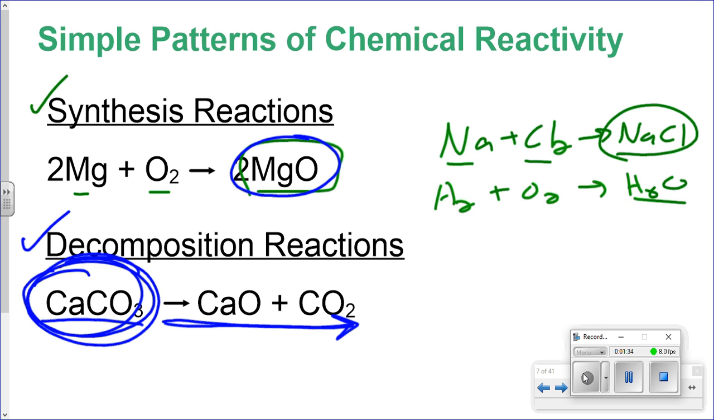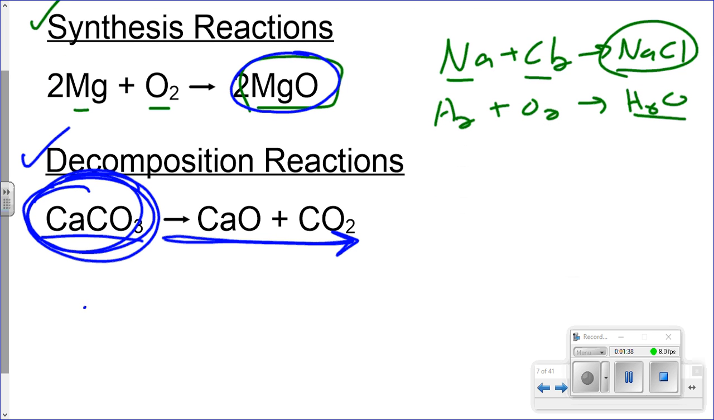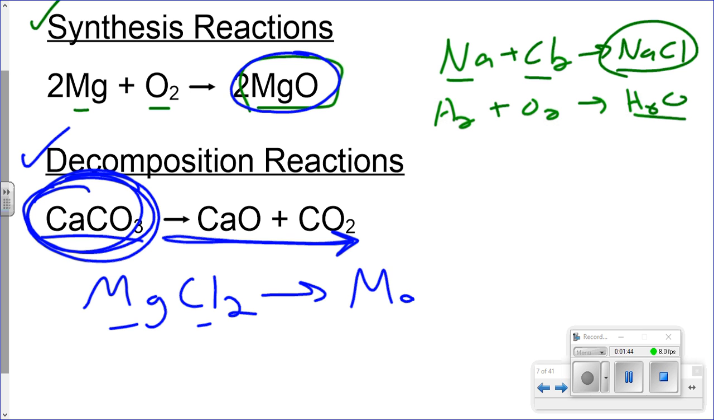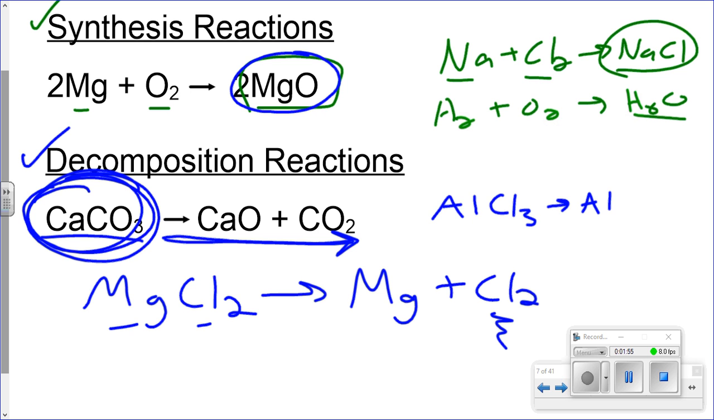I'm going to leave these pretty simple, okay? What you're going to see is something like a binary compound. Binary means 2 things. That'll break down to its parts. Don't forget Professor H. Brauncliffe, that's why it's Cl2, okay? Another example of this, AlCl3 breaks down to Al, which is not Professor H. Brauncliffe, plus Cl2, Professor H. Brauncliffe. And then you have to go back and balance that. It's actually 2, 2, 3.